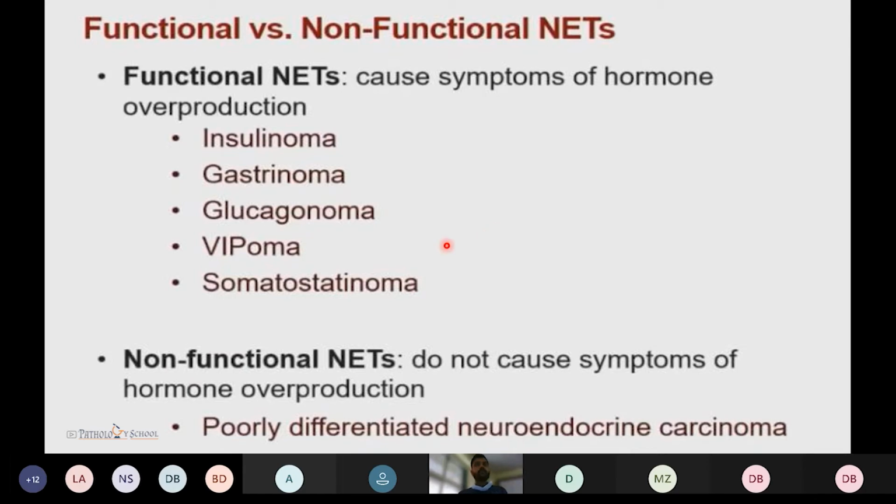On histopathology, we do not give this classification of insulinoma, gastrinoma, glucagonoma. This is just the functional classification as the patient presents. So it causes the symptoms of hormone production as we have discussed. Non-functional NETs, that is neuroendocrine tumors, do not cause symptoms of hormone overproduction, which comprise poorly differentiated neuroendocrine carcinomas.